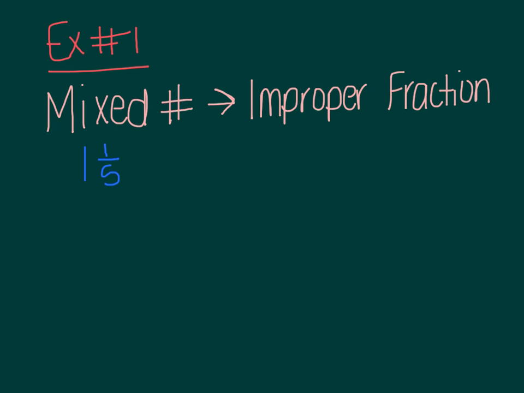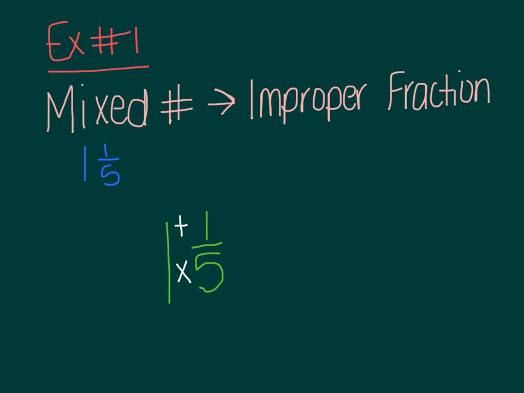Alright, so we have example number 1. So like I said, we're going to go from mixed numbers to improper fractions. And here's how you do that. We have our mixed number, 1 and 1/5. And what we do, I'm going to write it actually bigger down here, is we multiply our whole number times our denominator, and then we add our numerator.